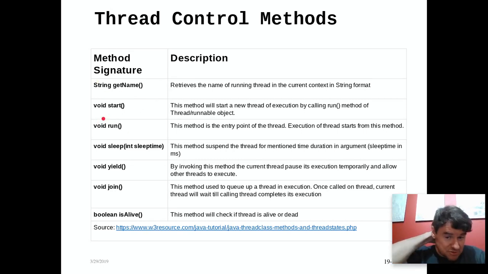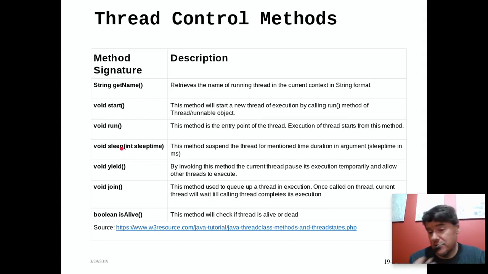You might wonder what's the difference between a start and a run. The start method will start a new thread of execution by calling the run method. The run method is the entry point for the thread. Execution of the thread starts from this method. So in run, the method is the entry point. Yeah, I don't know why that's written that way. So you call start, and run is what you will have inside the method or inside the object that you're trying to run.